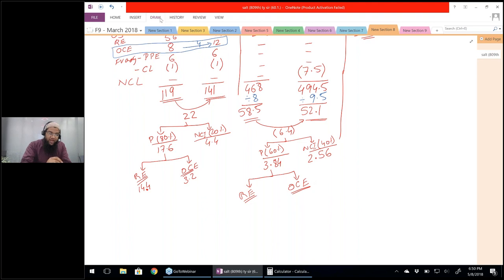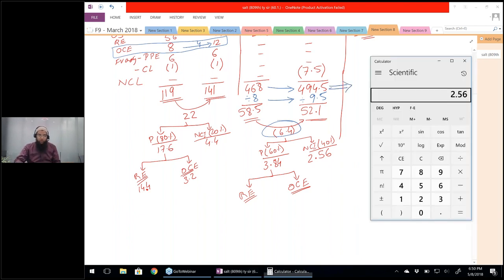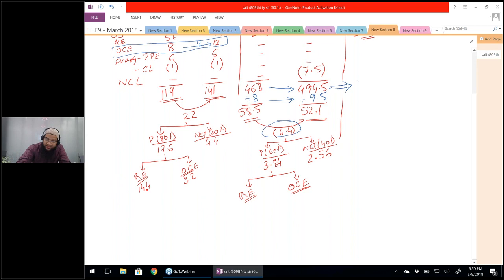This 6.4 negative actually contains two impacts: the impact of the net assets and the impact of the exchange rate. So we have to incorporate both impacts. How are we going to do this? The net assets are increasing by what amount? 494.5 minus 468, which is 26.5. So the net assets are increasing by 26.5 million dinars.